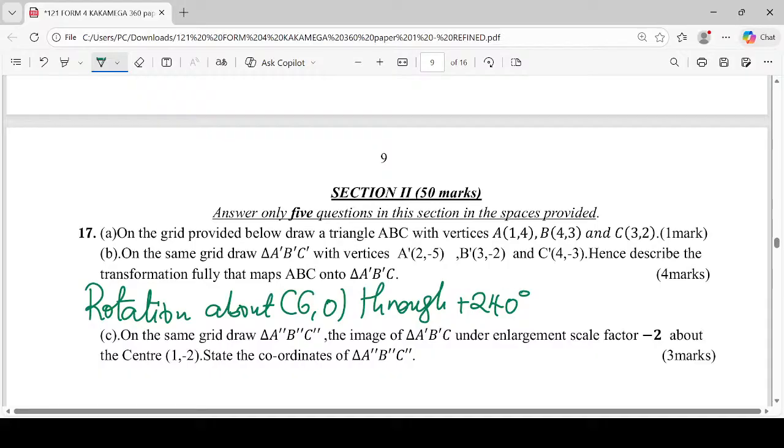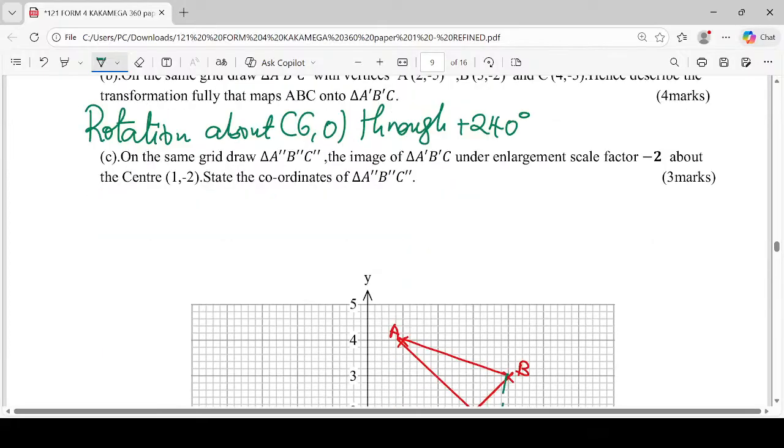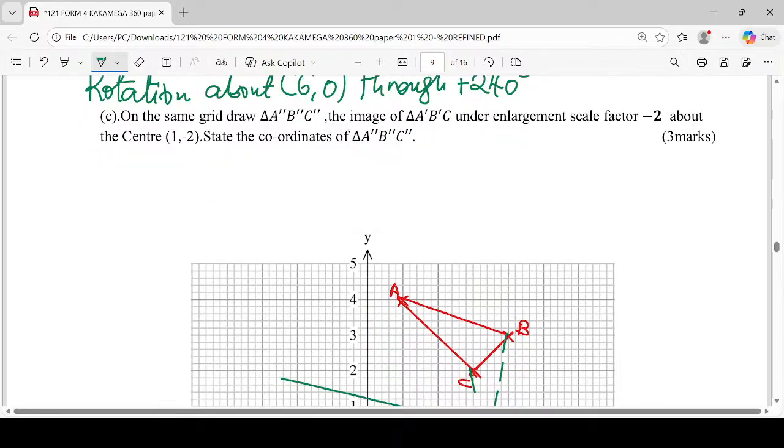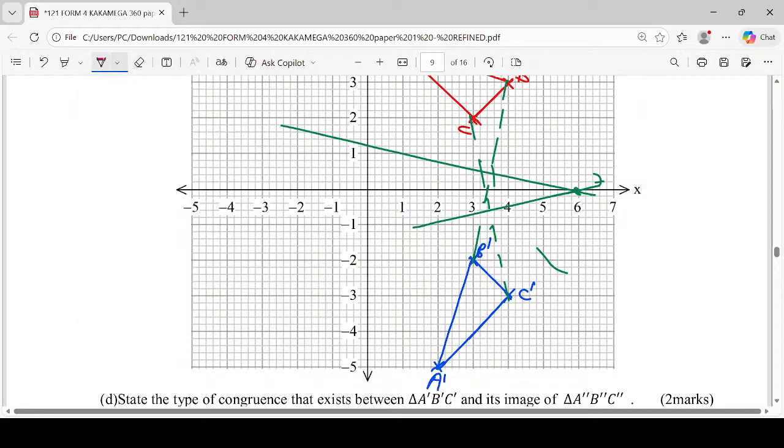But see, on the same grid draw A double prime, B double prime, C double prime, the image of A prime, B prime, C prime, under an enlargement scale factor -2 about the center (1, -2). First of all, let's locate the center. Center (1, -2). This is the center.